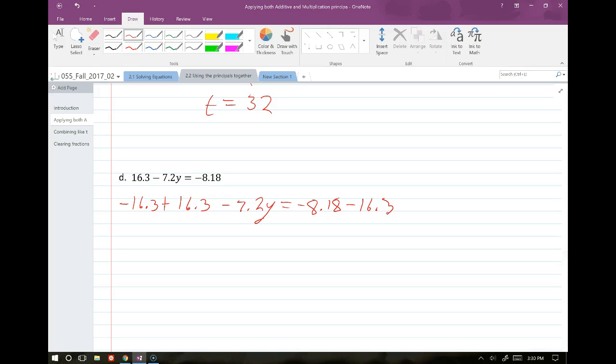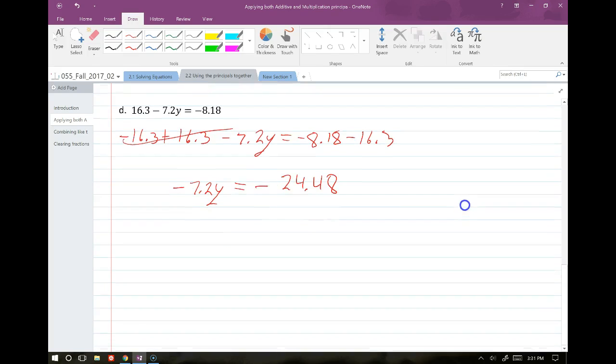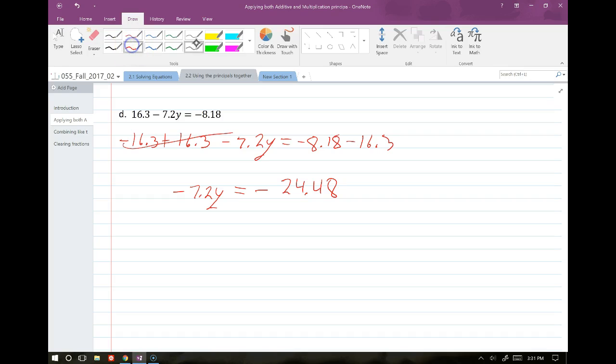All right, so these guys cancel out and we get a negative 7.2y, and that equals a negative 24.48. These are both negative, so this is just something that I do. You guys can do it the other way if you want. You can multiply both sides by negative 1, but it's really obvious that you can just cancel these guys at this point. So they sort of just cancel if you want them to.